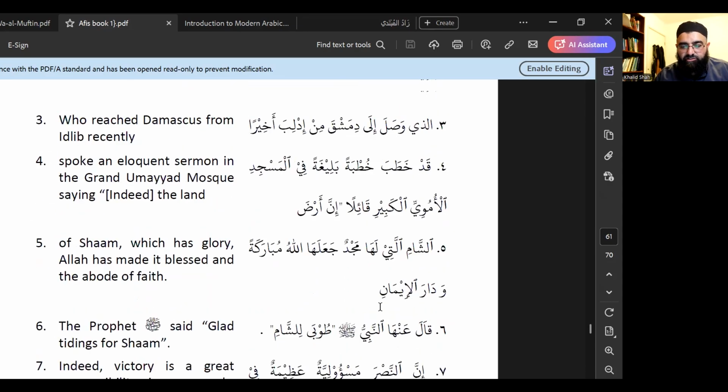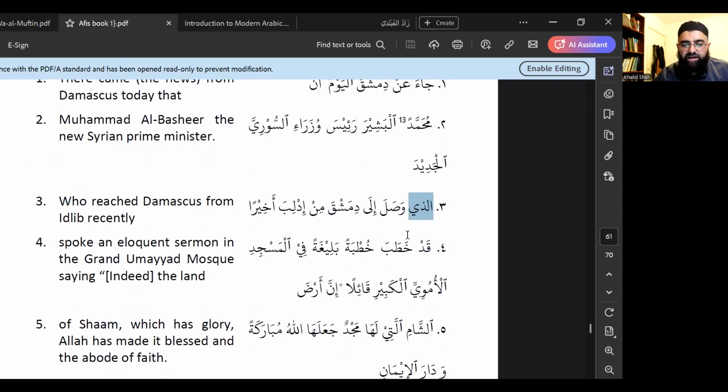Alladhi, so this is an ism mawsul, right? Relative pronoun. Alladhi, there should be a shadda on the lam and a kasra on the dhal. Alladhi wasala, the one who reached ila Dimashqa, to Damascus, min Idliba, from Idlib, another city in Syria, north of Syria, akhiran, recently. The one who reached Damascus from Idlib, akhiran. Akhiran is the manner that he reached in, recently. So I hope that's clear, inshallah. Akhiran is the adverb, zarf, and notice it's got a fathatain on it.